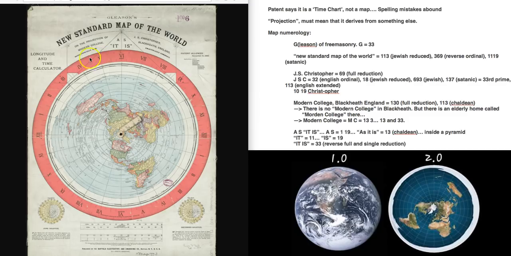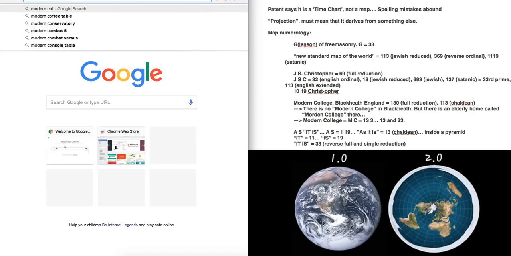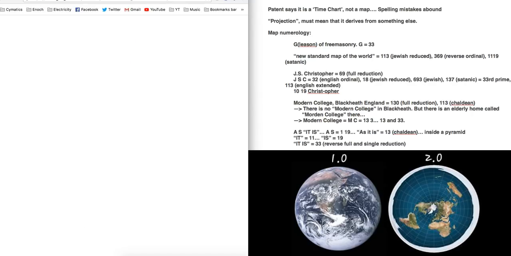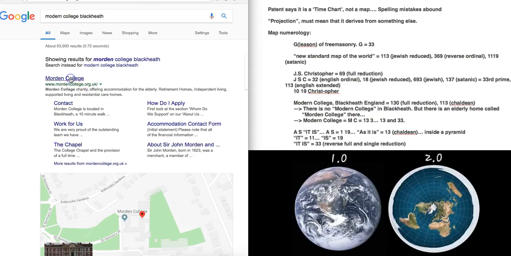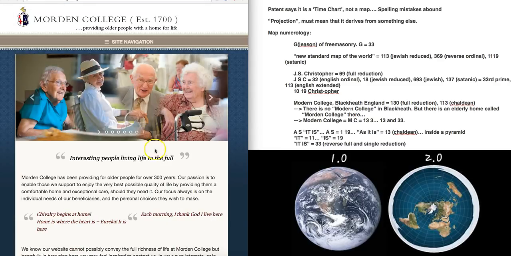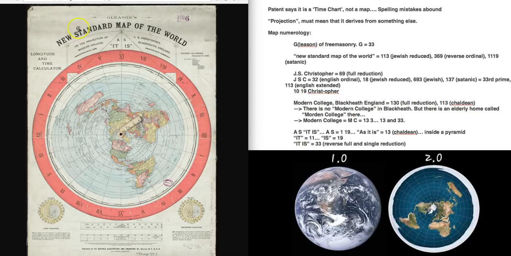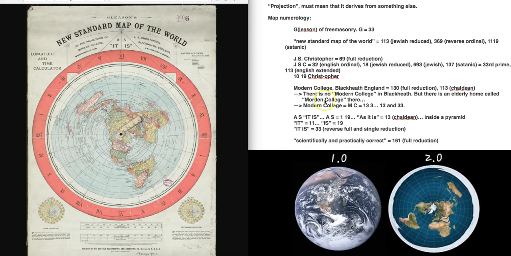This college here, Modern College, if you Google it, actually we can do that now. Modern College, Blackheath. This is what we get. There is no modern college, there's just an elderly home with Masonic symbolism. Their logo here. So the idea that this college made in Blackheath, England, doesn't exist. I looked for it. I spent an hour looking for it, couldn't find it. Not even in history books. So this is just a fairy tale from an elderly home.